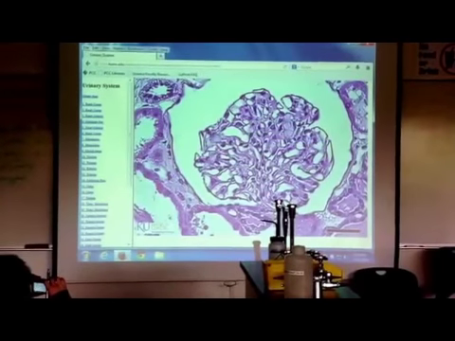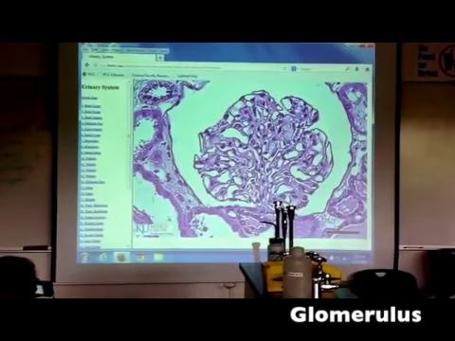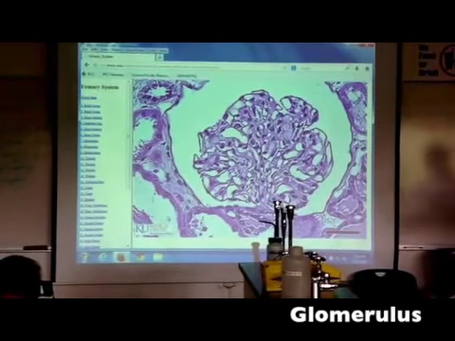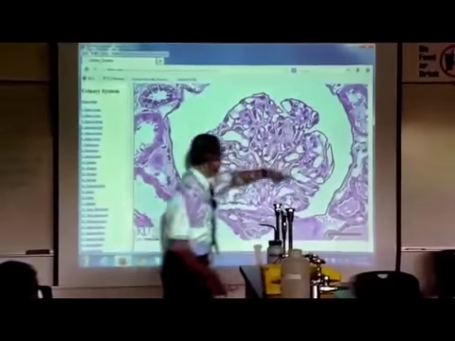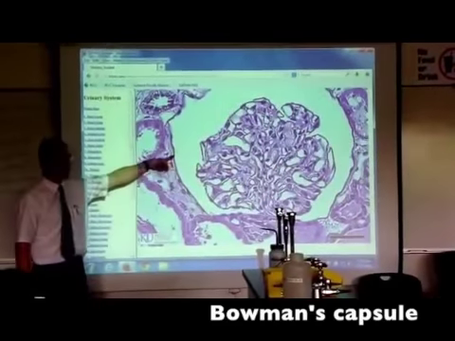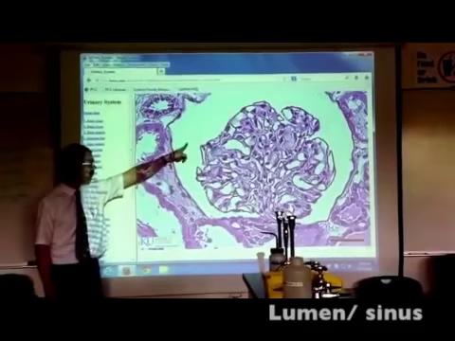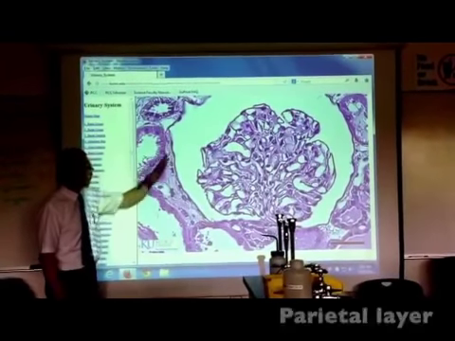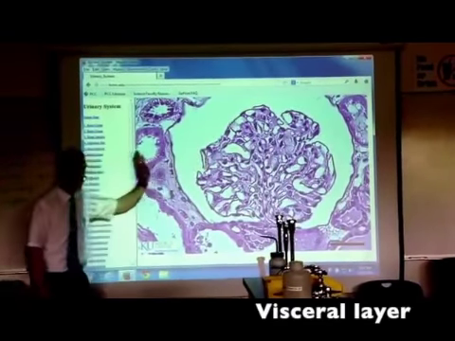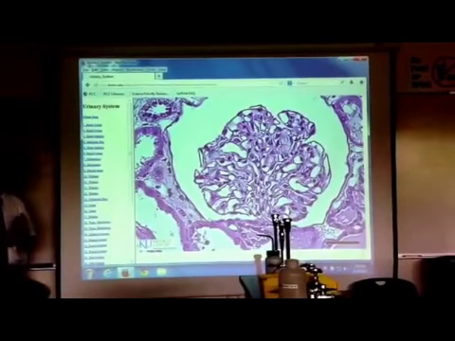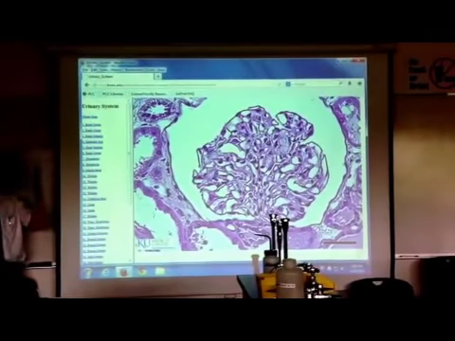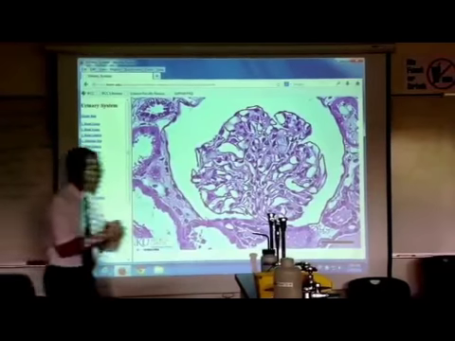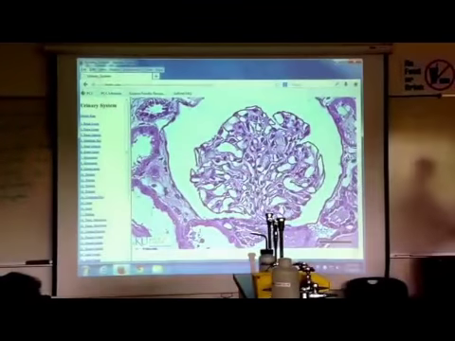That's one glomerulus, one corpuscle. So the corpuscle is everything you see on the slide. If I point to this, you say glomerulus. Point to this, you say capsule, Bowman's capsule. That's the lumen, or the sinus, right? Parietal, visceral. Right? That's the one. So if you can do that in your head on the slide, that's cool. So kidney, glomerulus, corpuscle, all that.